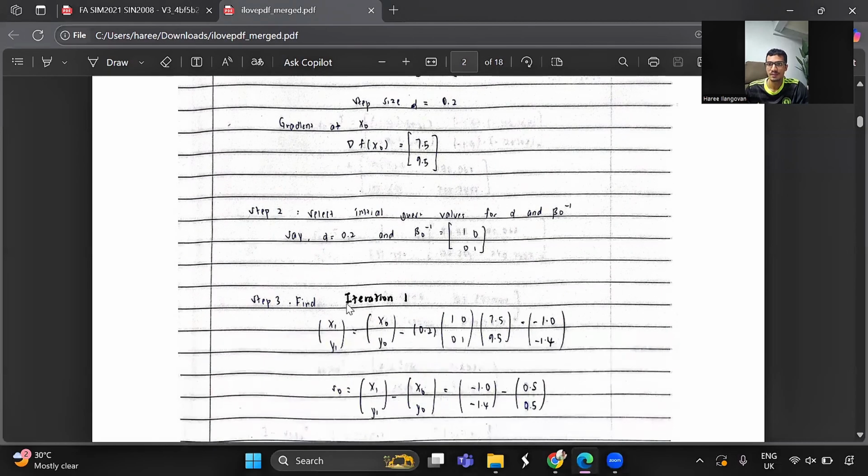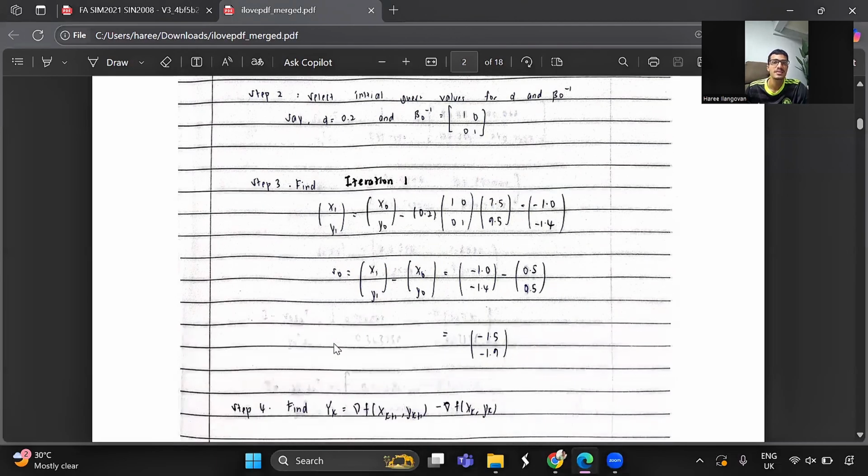And then for step 2, I just mentioned it again for the alpha and the B0 inverse. And then on step 3, I calculated the x1 and y1, and this marks the first iteration. So my x1 and y1 are negative 1 and negative 1.4. And then I calculated the s0 value using the formula, the latest x and y minus the previous x and y. So I got this value.